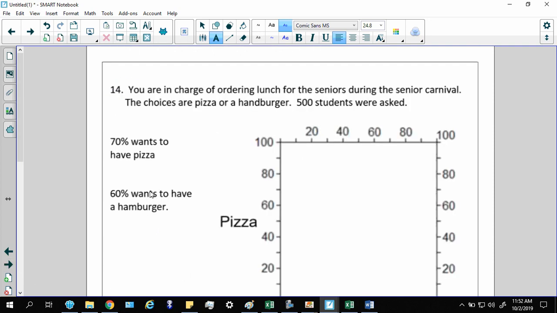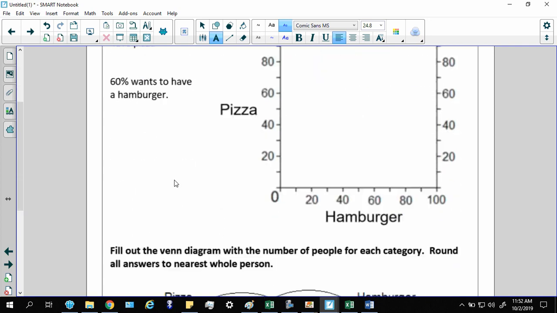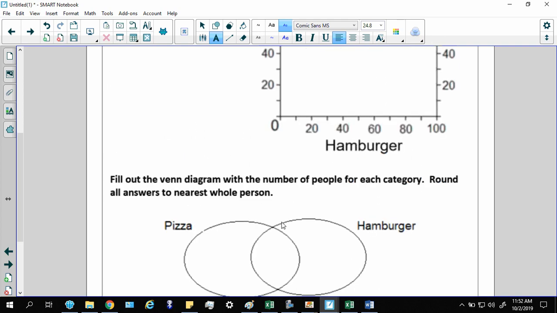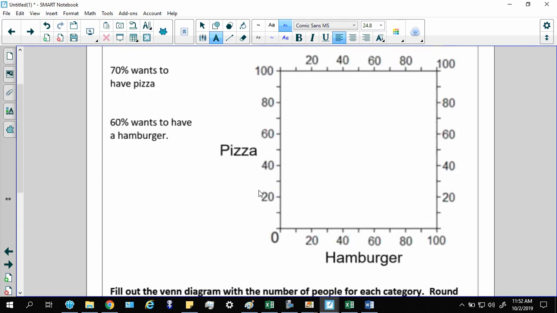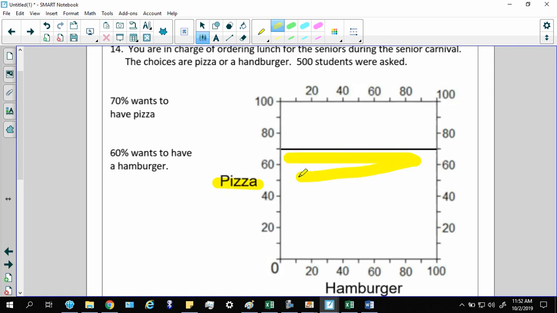All right, you are in charge of ordering lunch. Now, the difference between this question and what we've been working with throughout this week is I went ahead and just said, hey, listen, here's the area model. There's the Venn diagram. So you have to do a couple things off to the side here. 70% wants pizza. So I'm going to go up to the pizza. I'm going to draw a straight line across. And then I'm also going to highlight. So I'm going to make yellow be the pizza. All this is pizza.